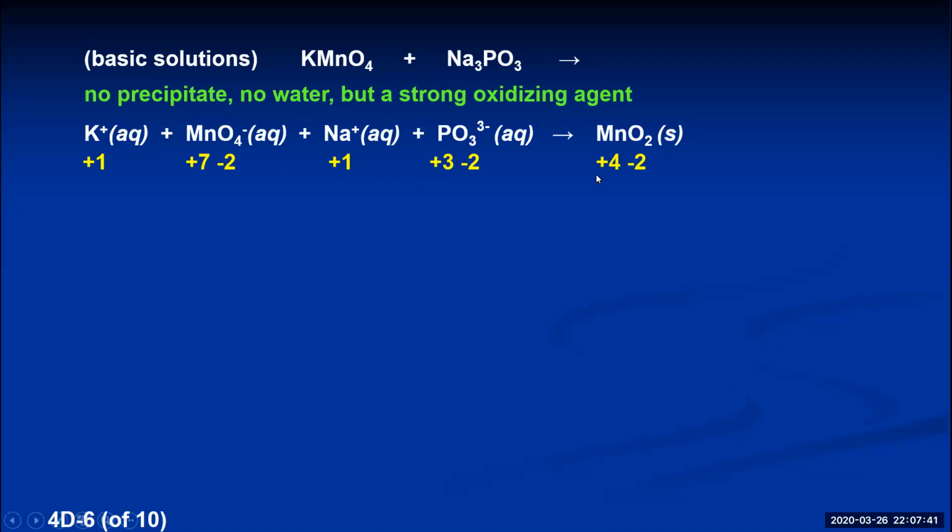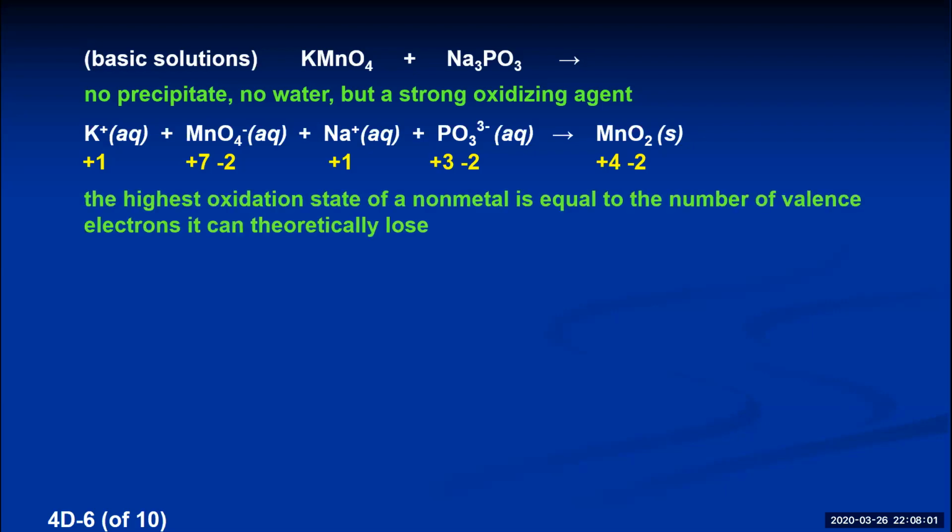So this is really what you're doing in each of these problems here. You're figuring out which one can have its oxidation state go up. Potassium can't be any higher than +1. Sodium can't be any higher than +1. Let's look at the phosphorus. If you can tell how many valence electrons phosphorus has, that's going to tell you what its highest possible charge is. So the highest oxidation state of a nonmetal is always equal to the number of valence electrons it has, because it can lose those theoretically. So phosphorus has 5 valence electrons. It could be as high as +5.